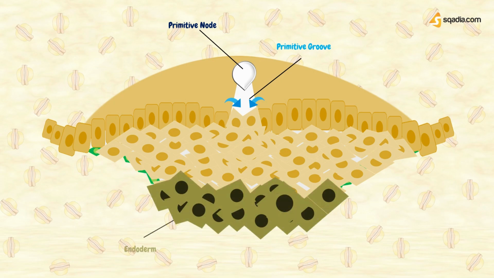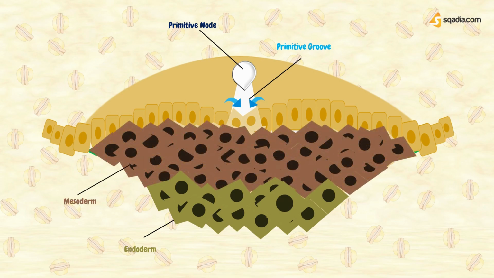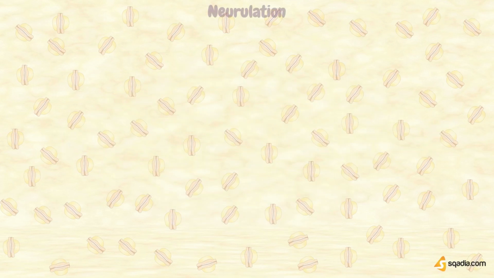These green-colored cells are called endoderm. These brown-colored cells are called mesoderm, while these yellow-colored cells are called ectoderm. So, what were we discussing? Yes, we were discussing gastrulation. Now we are going to discuss neurulation.